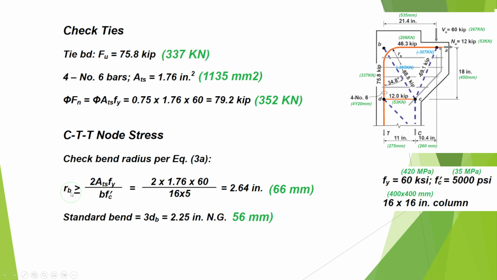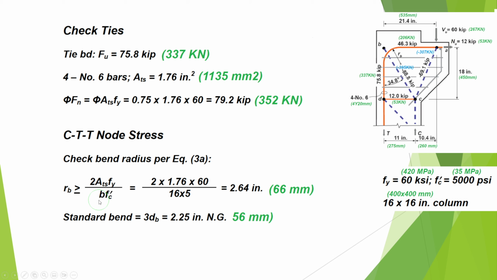If we use the first equation, we will apply it straightforward. 2 multiplied by the total area of steel for 4 bars of 20 millimeter, yield strength given. B is the width of this element.